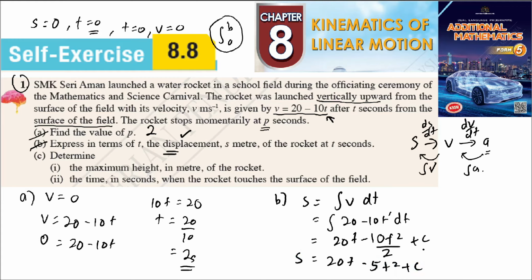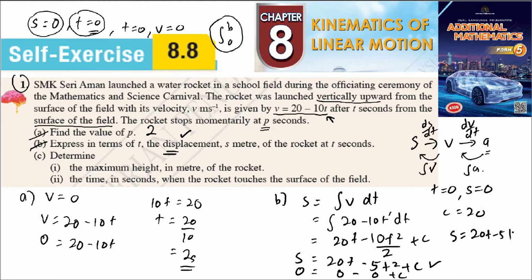But you cannot just stop like this. You need to know what your C is. In the question, it says start from the surface. The surface is the reference, so S is equal to 0 when it starts. So when t is equal to 0, s is equal to 0. You substitute: 0 is equal to 20 times 0, which is 0, plus c. So c is equal to 0. Here you get s is equal to 20t minus 5t square, expressed in terms of t.